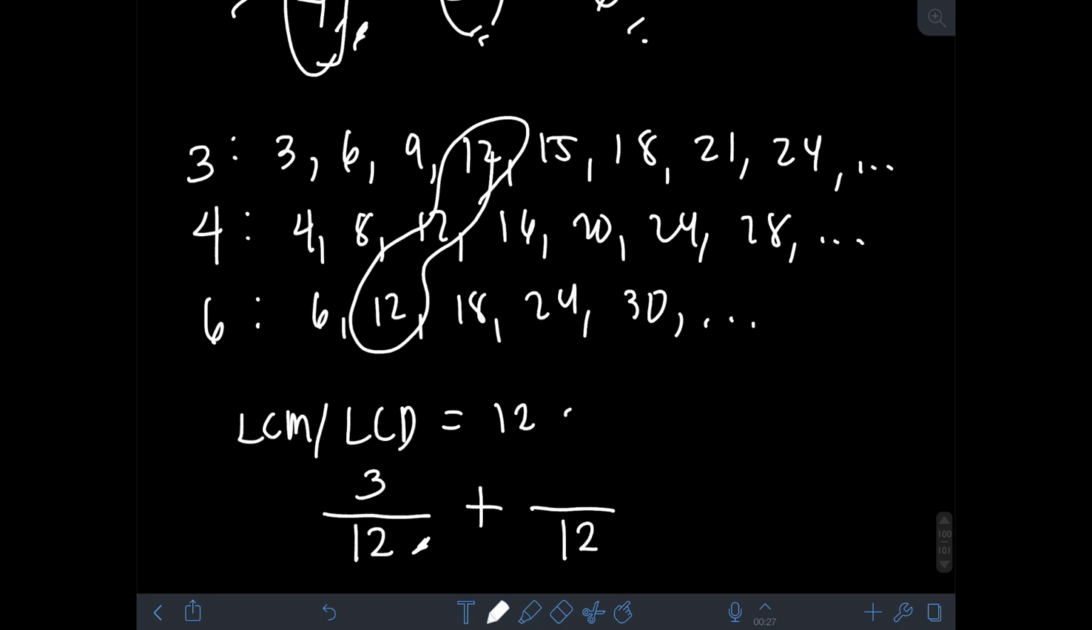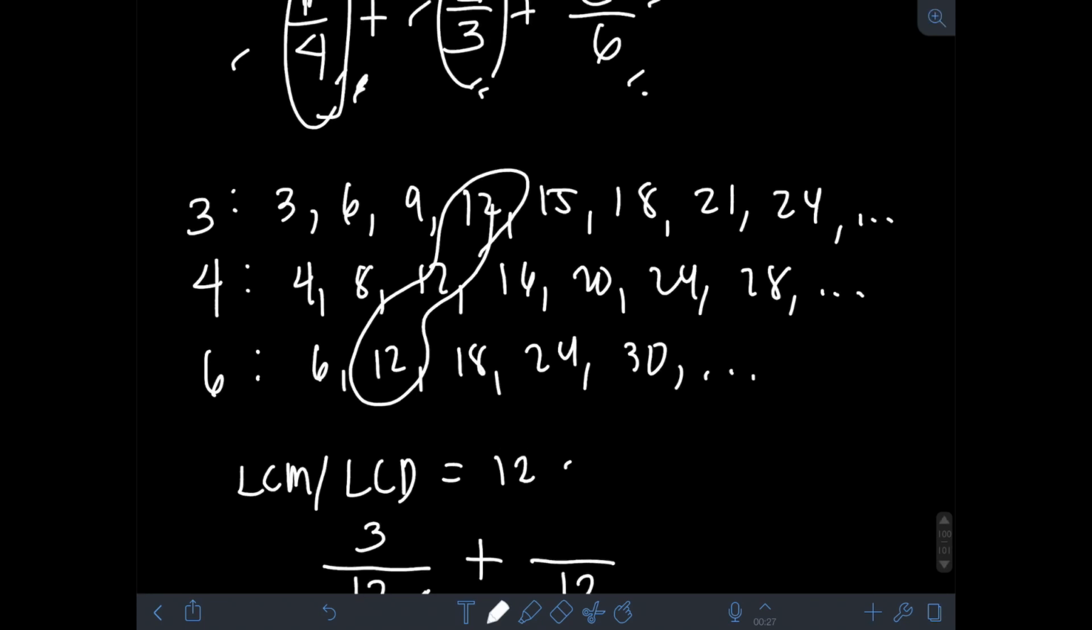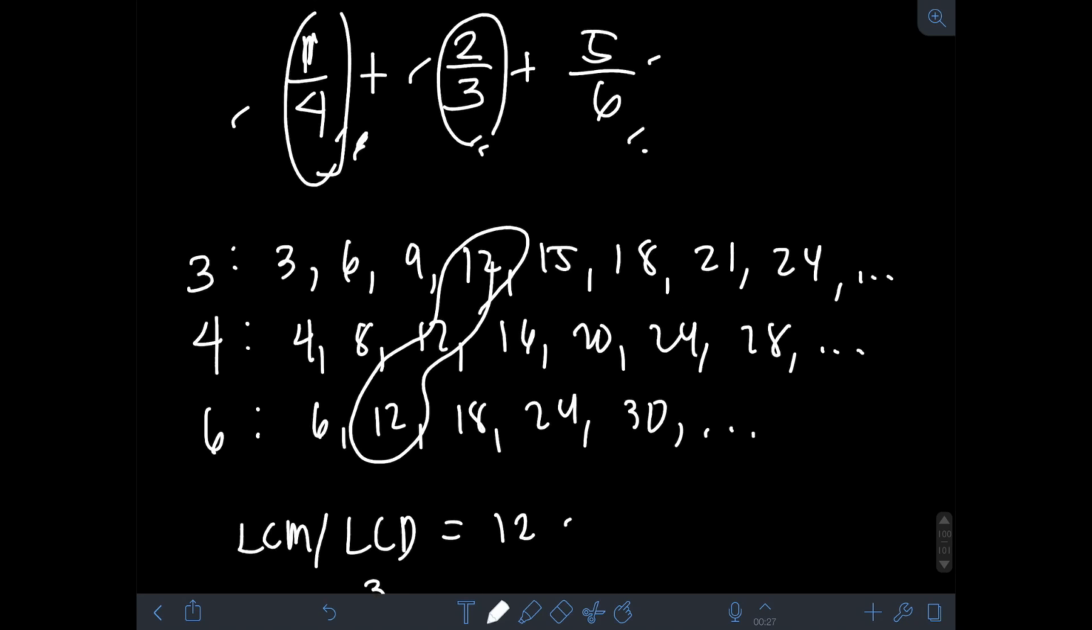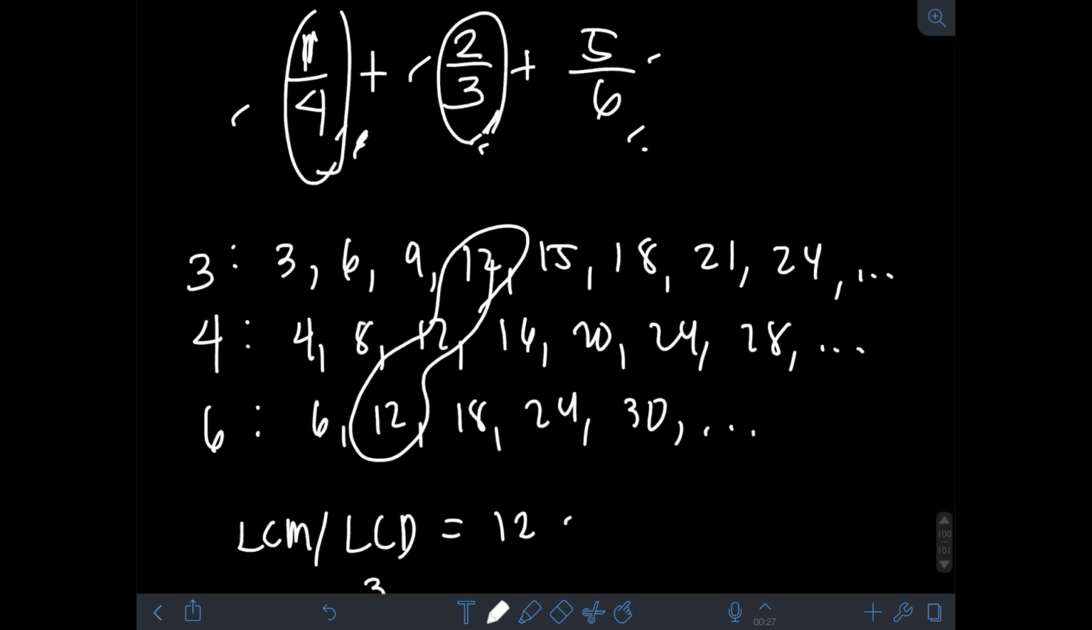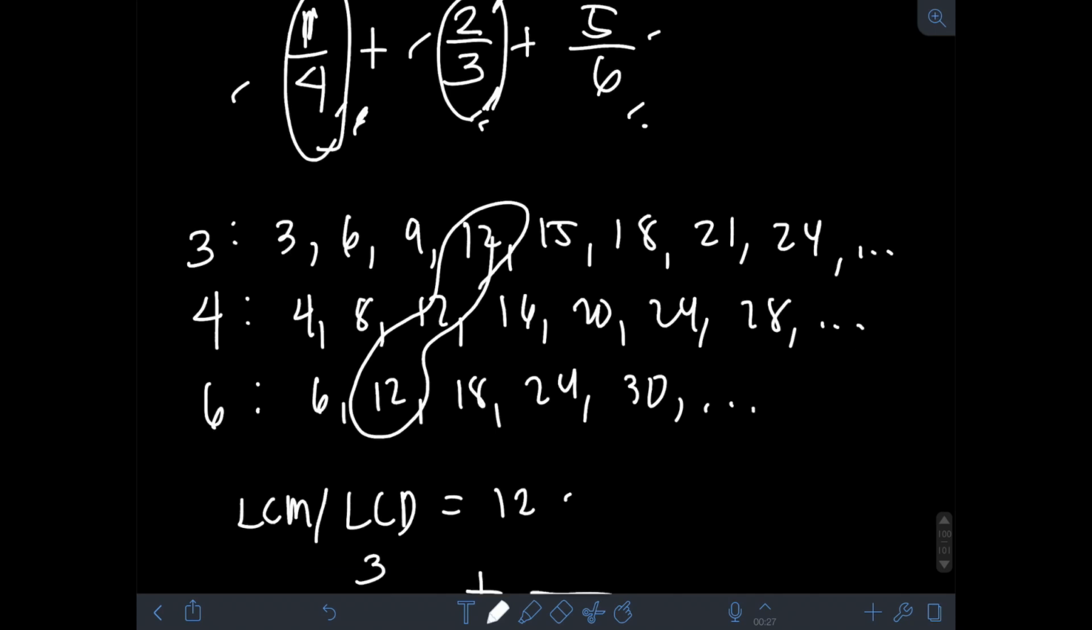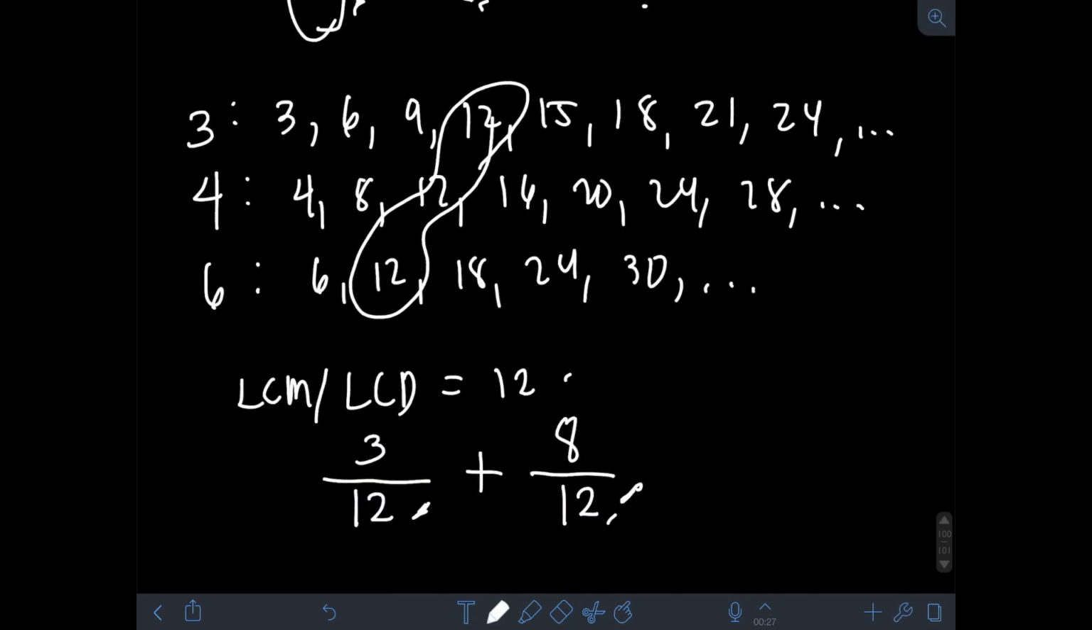Plus, transforming 2 thirds into an equivalent fraction having a denominator of 12. So we write the new denominator of 2 thirds as 12. Then we divide 12 by the denominator 3, which is 4. And then multiply the quotient by the numerator 2. So we have 4 times 2, or 8.